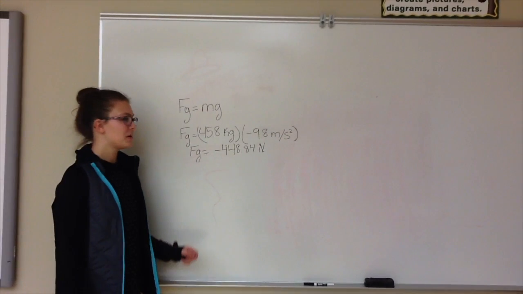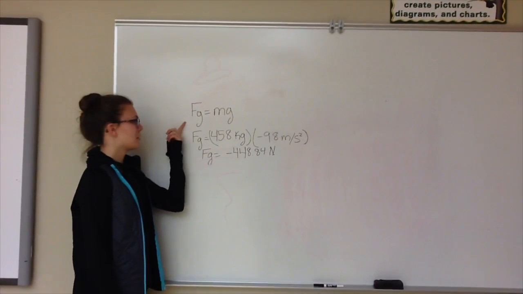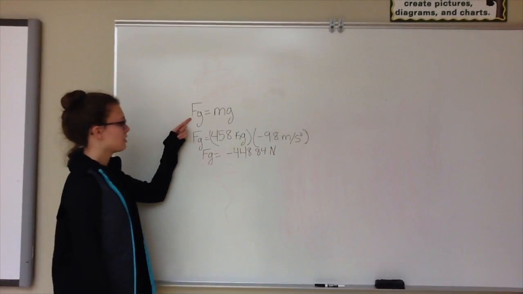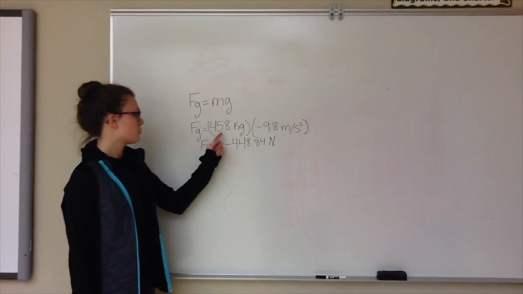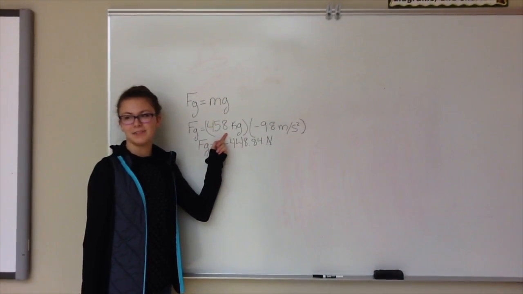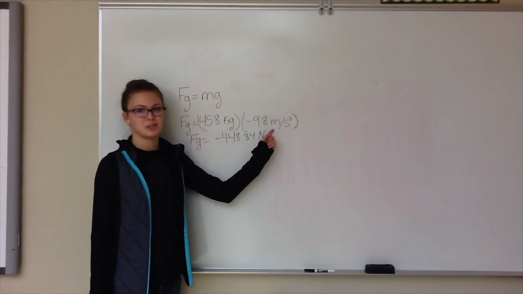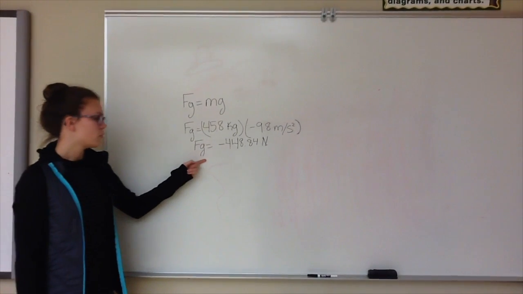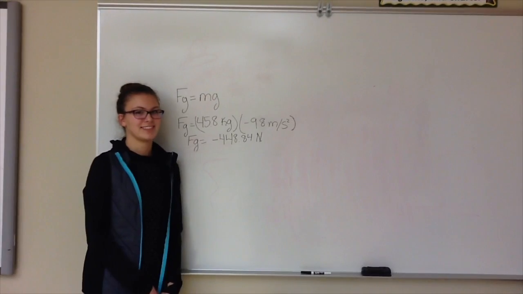So we are now going to find the force of gravity that we will use throughout the entire experiment, and that remains the same. So our force of gravity equation is force of gravity equals mass times gravity. So force of gravity equals 45.8 kilograms, which is the mass of Olivia, times our gravity, which is negative 9.8 meters per second squared. So we get a total force of gravity of negative 448.84 newtons.